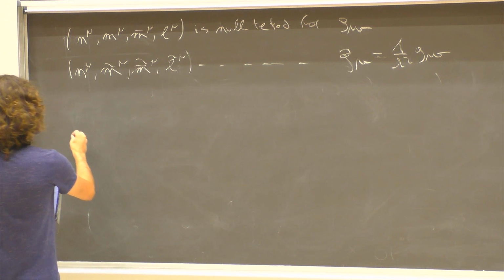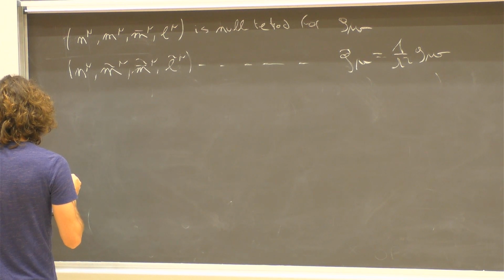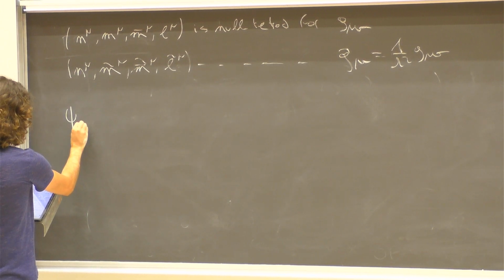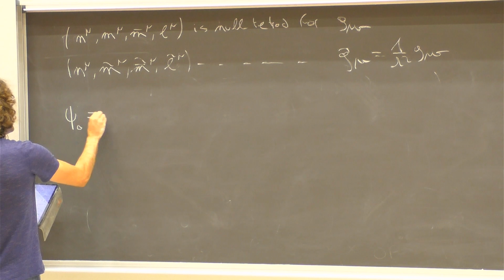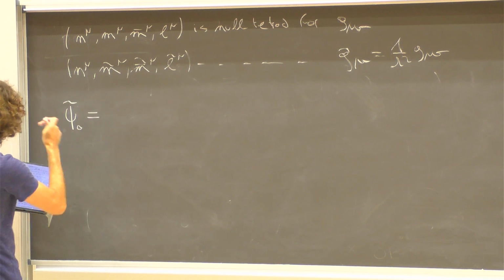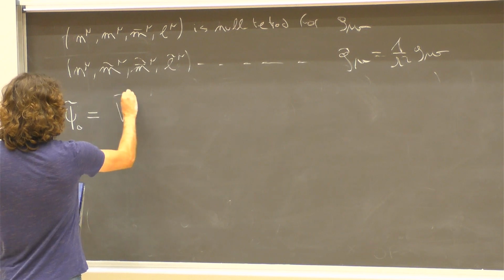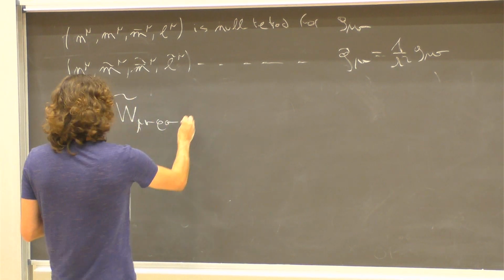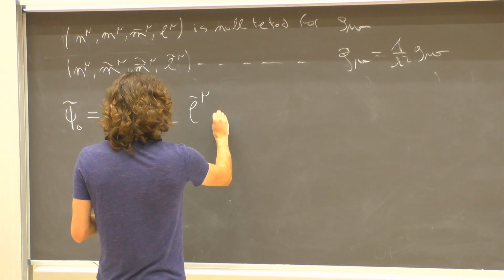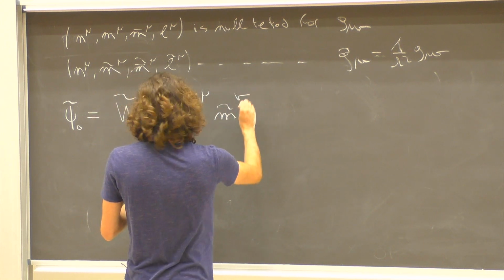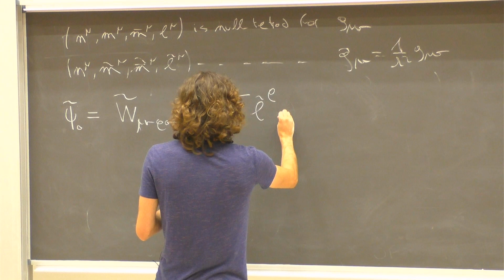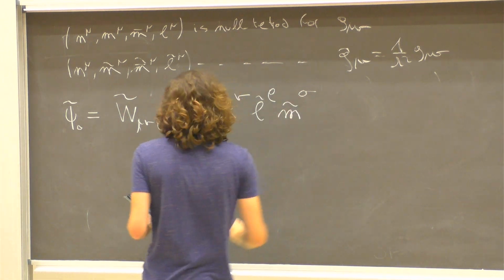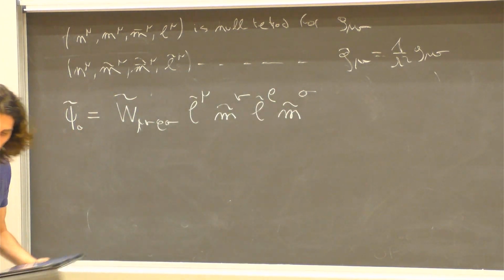Let me do Psi 0. So Psi 0, which was with a tilde. Let me emphasize that these are really the physical Newman-Penrose coefficients. This should be the Weyl tensor tilde mu rho sigma, contracted with L tilde mu, m tilde mu, L tilde rho, m tilde sigma. And now we want to understand how this goes to 0 as r goes to 0.